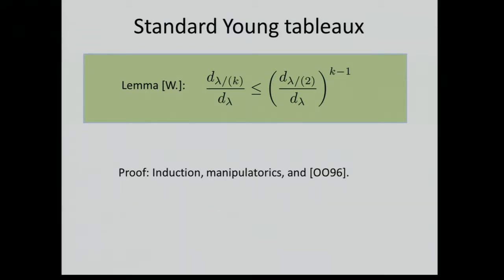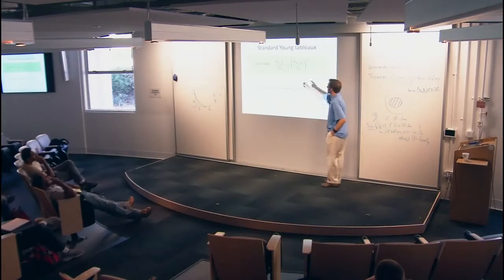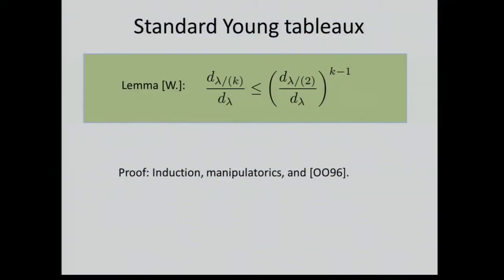What do you mean by compare the adjacent ones? I'm sorry, you mean with k and k minus 1? The induction works by saying that this is at most this quantity times d lambda minus k minus 1 over d lambda, if that's what you mean. And so that's where the induction comes from: you pick up this factor every time you decrease k.